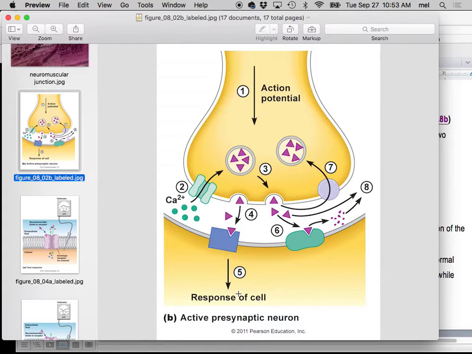Go ahead. Isn't that the same thing as other stimulants like methamphetamine? Yeah, meth doesn't work on these kinds of synapses, but we'll talk about meth a little bit later. Does that make sense to you?